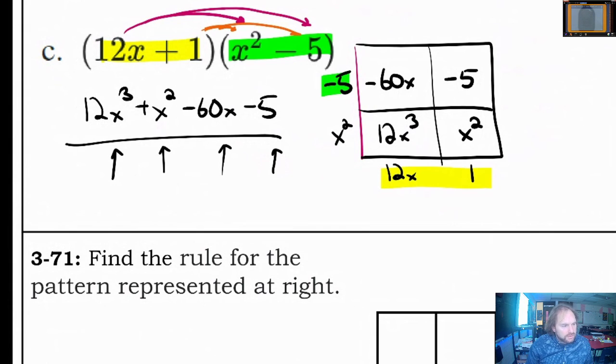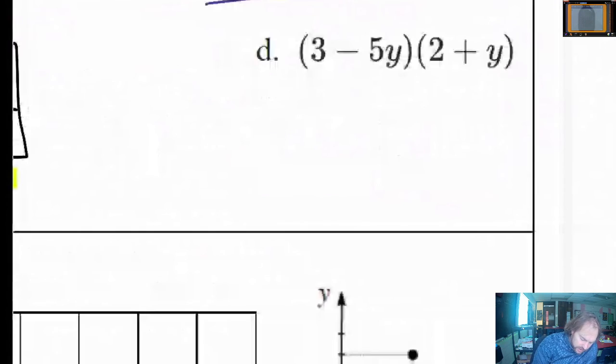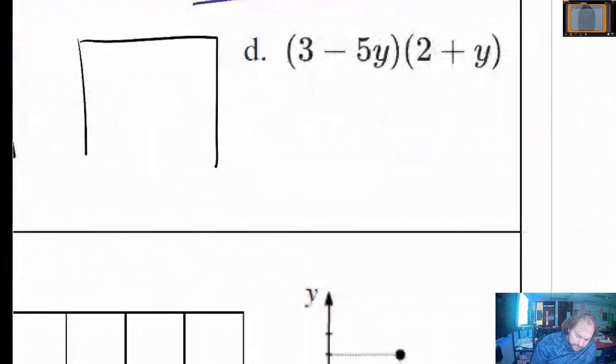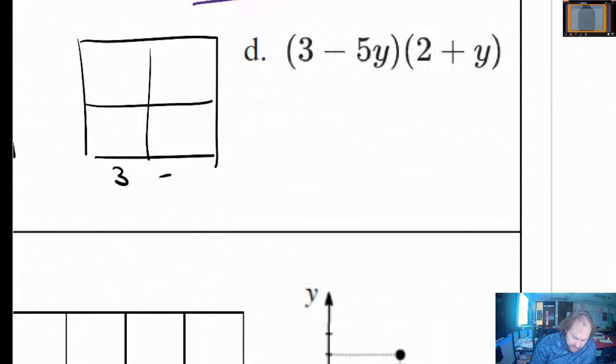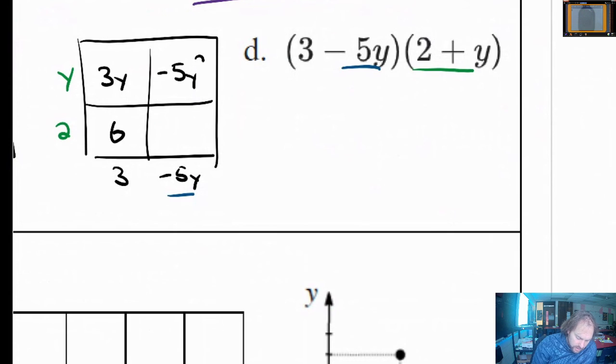Question D, we'll do this again on the generic rectangle. 3 minus 5y, I'm going to put down here, and on the side I'm going to put 2 plus y over there. Again, make sure the negatives are negative, negative 5y. And now we multiply. 3 times 2 is 6. 3 times y is 3y. Negative 5y times y is negative 5y squared. And 2 times negative 5y is negative 10y. There you go.